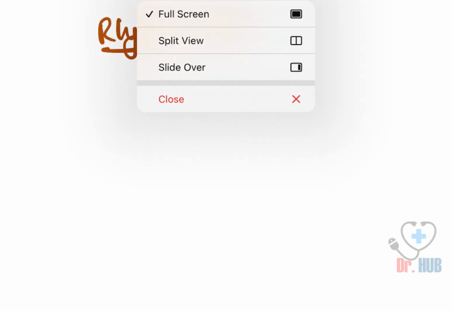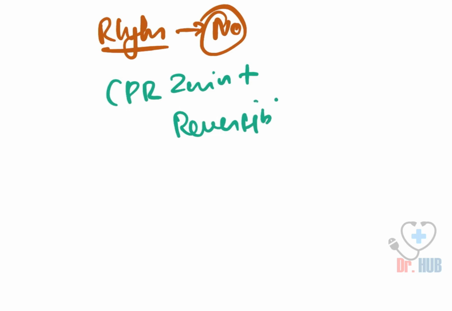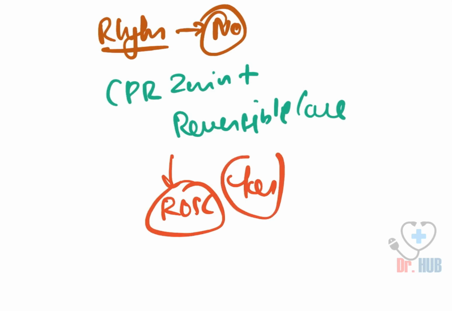Then we look at whether the rhythm is shockable. If the answer is no, the rhythm is not shockable. In case of the rhythm being non-shockable, what we do is we again do CPR for 2 minutes, and we treat the reversible causes. And after treating the reversible cause, we again look for the ROSC, and if it is yes, we give the post cardiac arrest care, and in case the answer is no.